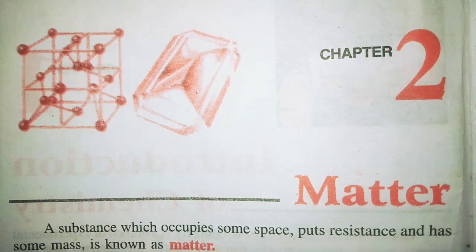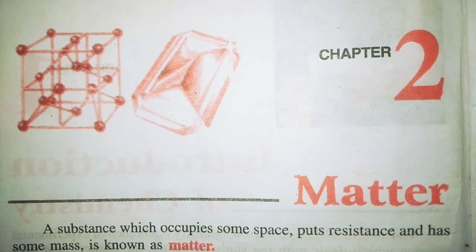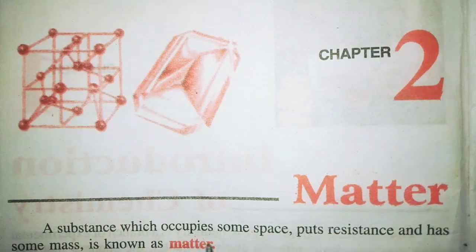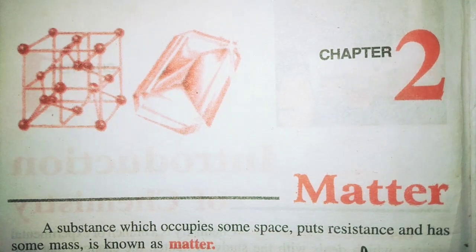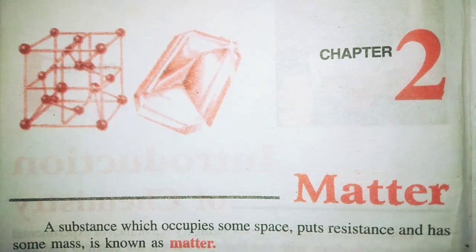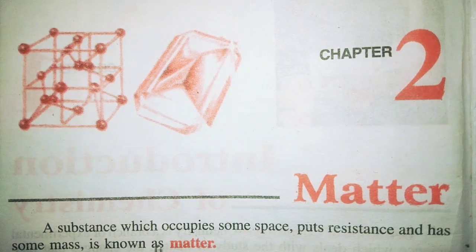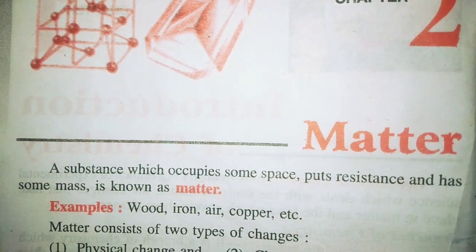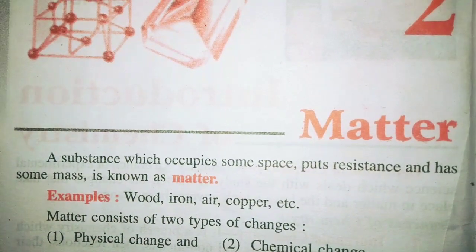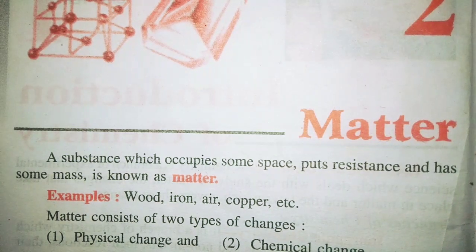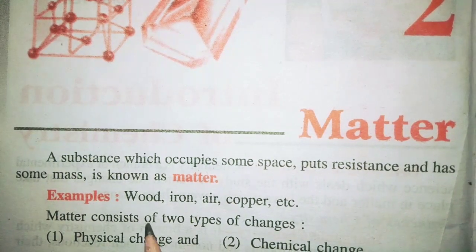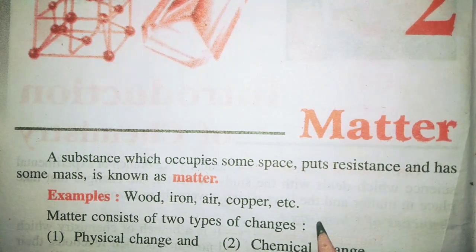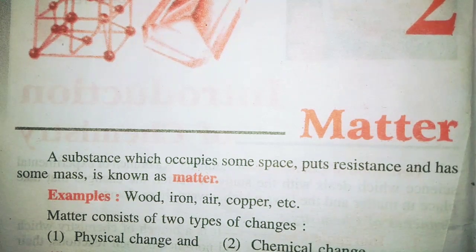Today we will be dealing with the second chapter, matter. A substance which occupies some space, offers resistance and has some mass is known as matter. This is the correct definition. Here are some examples. Examples of matter are wood, iron, air, copper, etc. Everything that exists in this world is matter.